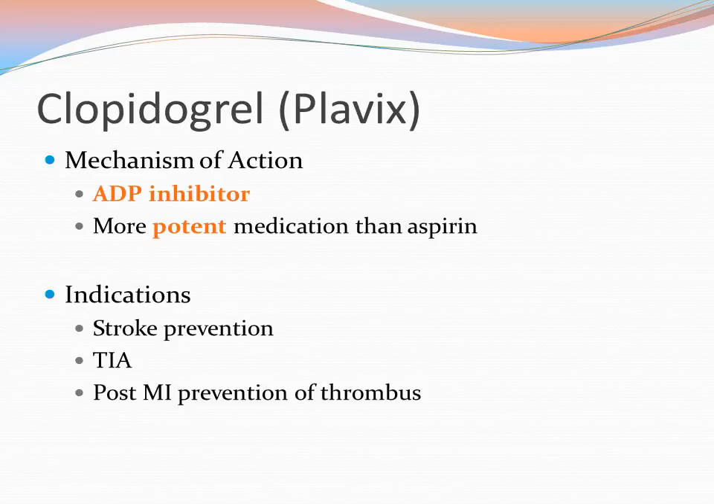Some of the indications for Plavix include stroke prevention, also TIAs, which is what we sometimes refer to as mini strokes, and they can sometimes precede a stroke or they can happen after an actual stroke as well. But it's just ischemia to the brain on a smaller scale. It can also be used after a heart attack to prevent further thrombosis from happening as well.